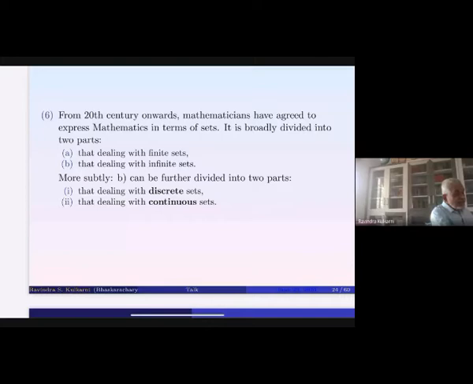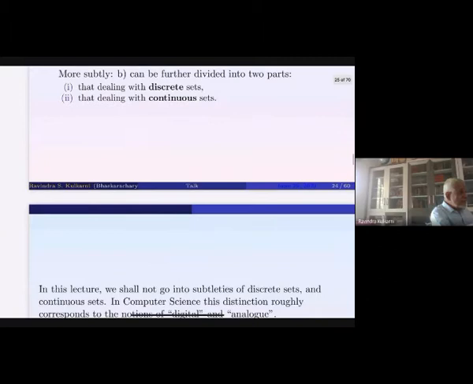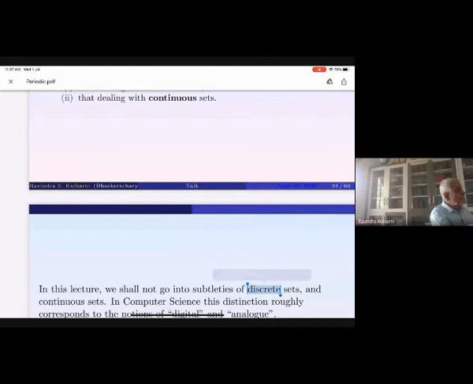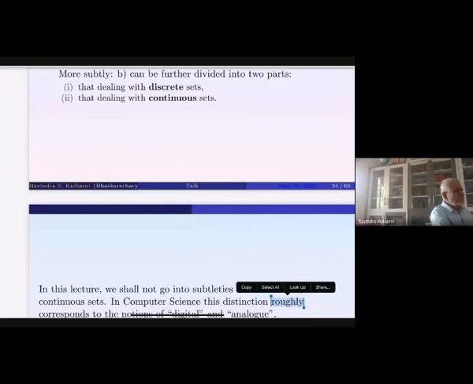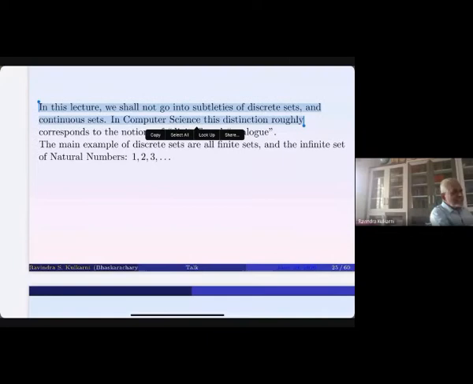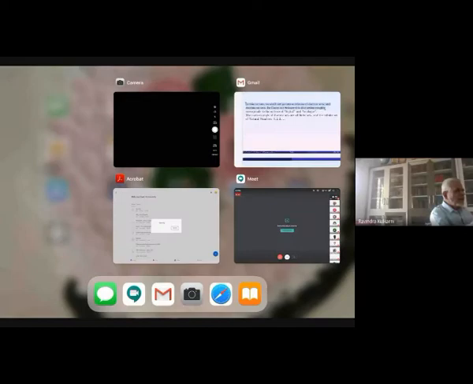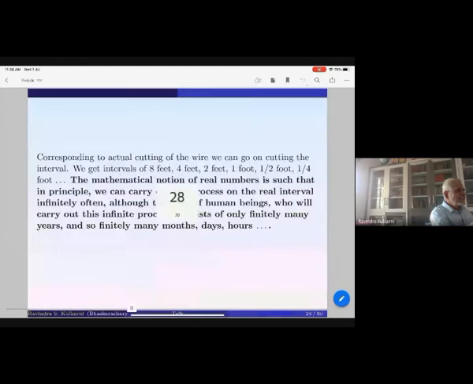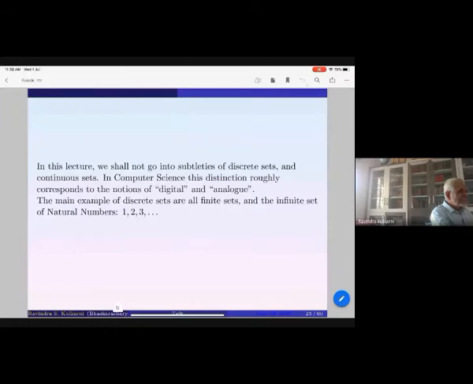Now, there's one more point here. From the 20th century onwards, mathematicians have agreed to express mathematics in terms of sets. It is broadly divided into two parts: the mathematics that deals with finite sets and that which deals with infinite sets. And more certainly, the mathematics dealing with infinite sets can be further divided into two parts, that dealing with discrete sets and that dealing with continuous sets. In this lecture, we should not go through the subtleties. In computer science, this distinction roughly corresponds to the notions of digital and analog. The main examples of discrete sets are all finite sets and the infinite set of natural numbers.